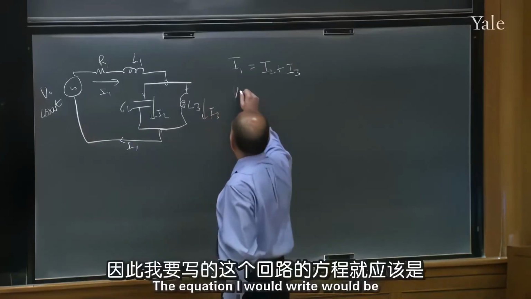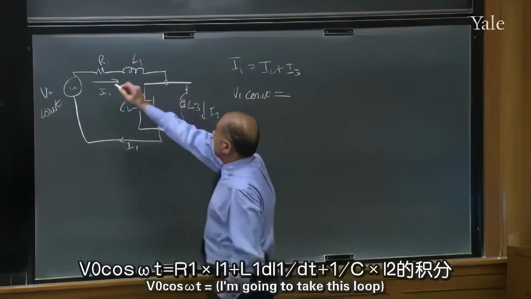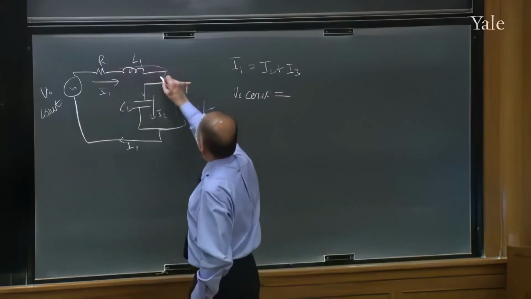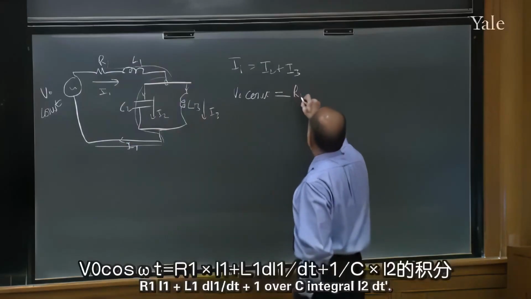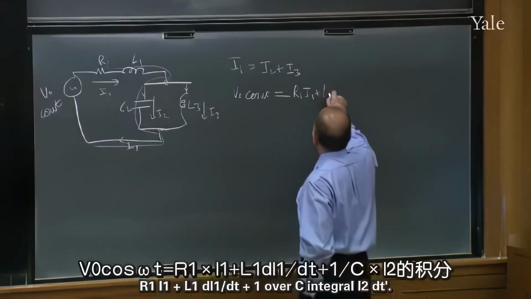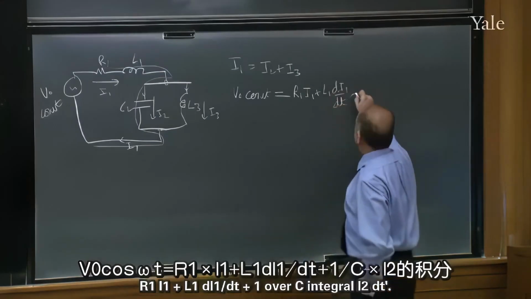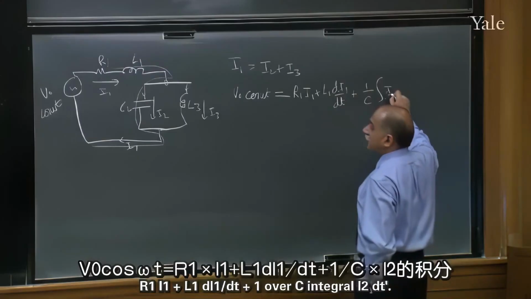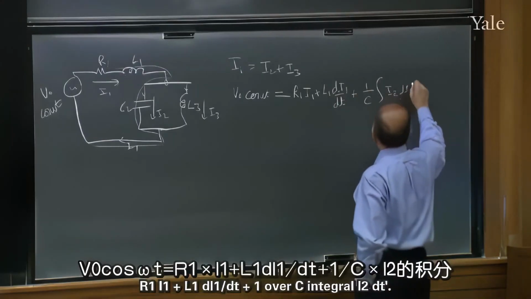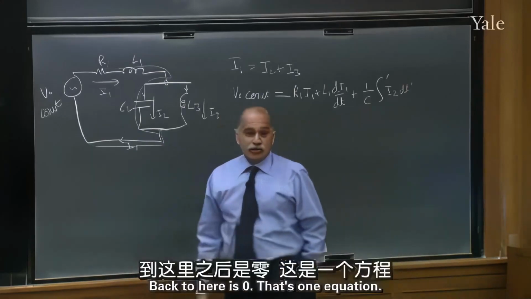The equation I would write would be V0 cos ωt is equal to, I'm going to take this loop, is equal to R1 I1 plus L1 dI1/dt plus 1 over C2 integral of I2 dt'. Back to here is 0. That's one equation.